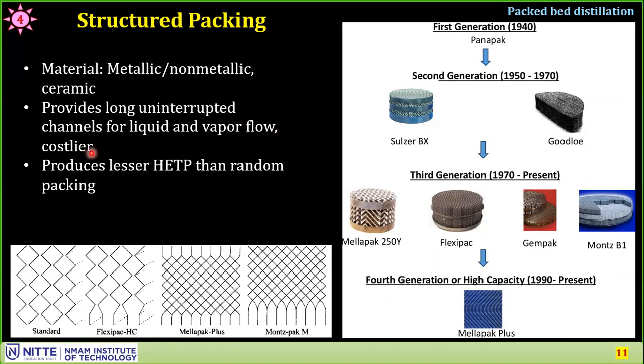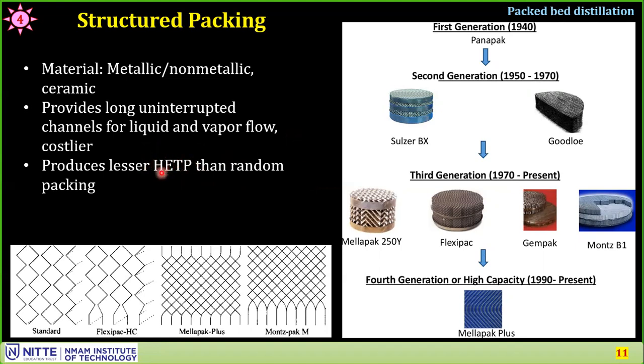But remember, it's costlier than random packing. Structured packing is costlier. It produces lesser HETP than random packing. What is this HETP? Height equivalent to a theoretical plate. It means that with a lesser height, it produces a large number of equilibrium stages. Remember, the more the number of equilibrium stages, the more pure is the product. The vapor or the distillate that you collect is more pure when you have a large number of equilibrium stages. With a small height, you can attain a very large number of equilibrium stages. That is the concept of HETP, height equivalent to a theoretical plate.